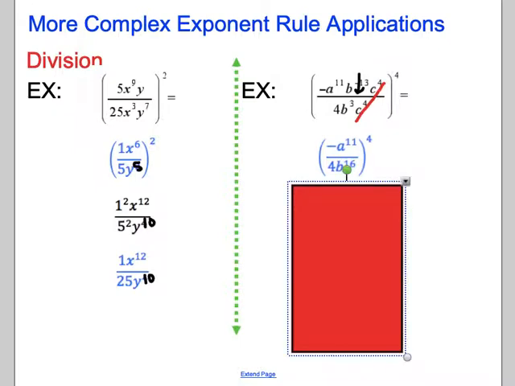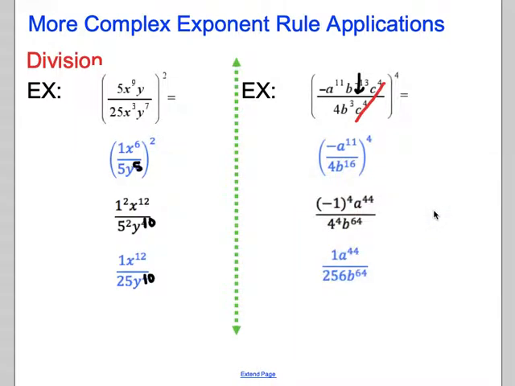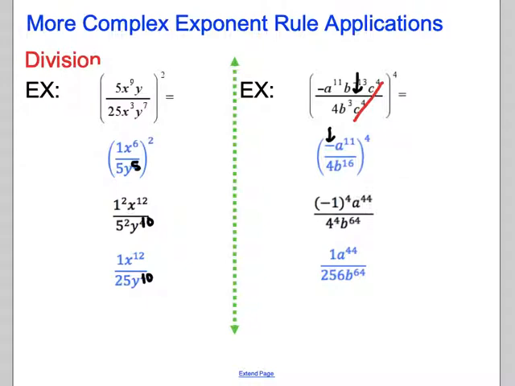From there, we take -1. Here's my negative. -1 to the 4th, we get +1. A to the 11th is 44, and that's where we get a to the 44. Now the bottom, 4, both of them get the 4th power. So 4 to the 4th is 256, and 16 times 4 is 64.